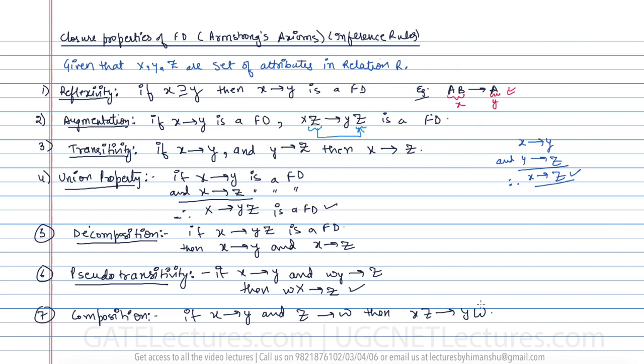So these are the properties, and we use them, first of all, to identify new functional dependencies for a given set of functional dependencies, and secondly, we are going to use these properties extensively to find the candidate keys in a relation.